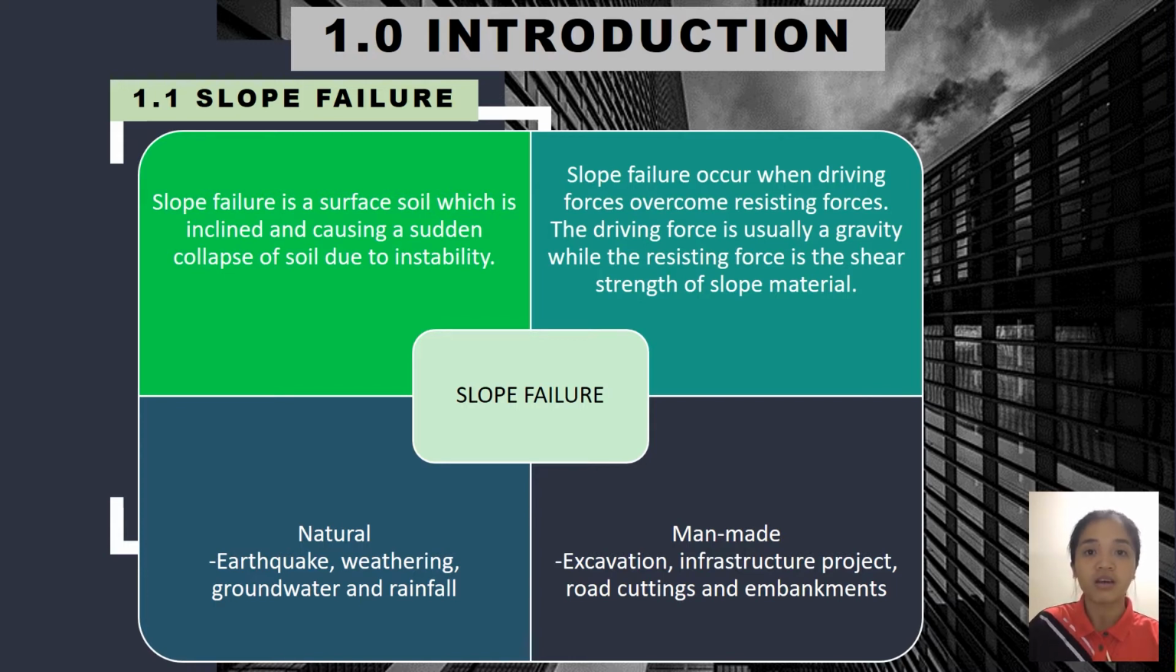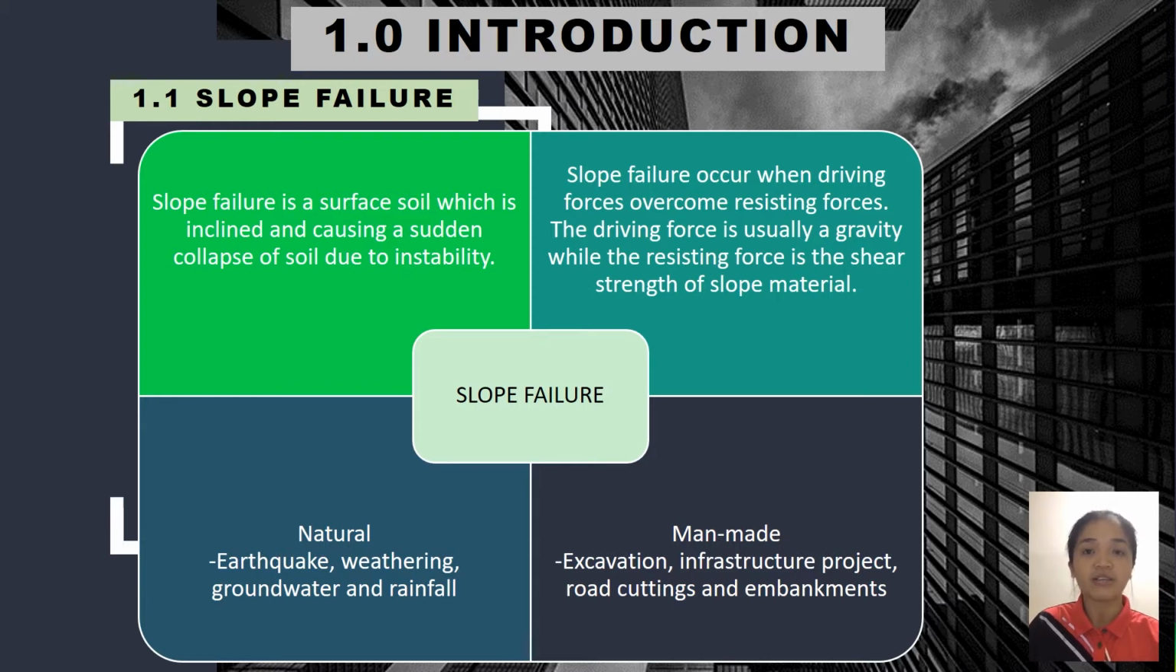Our project. 1.1 Slope failure. Slope failure is a surface soil which is inclined and causing a sudden collapse of soil due to instability. Slope failure occurs when driving forces overcome resisting forces. The driving force is usually gravity, while the resisting force is the shear strength of the slope material.